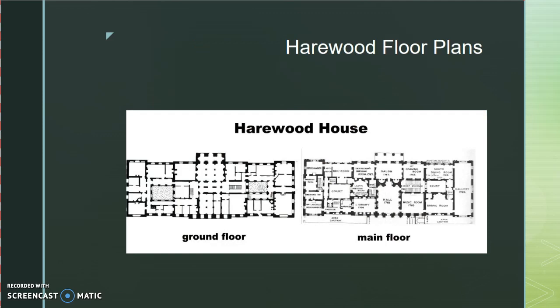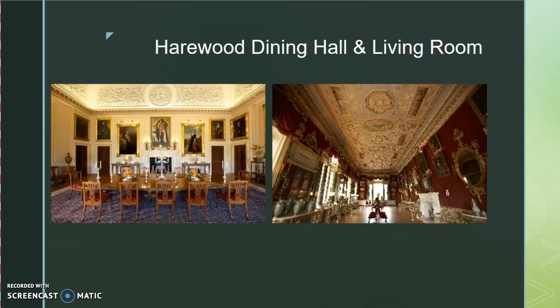Just as important as the exterior experiences are to the picturesque, equally are the interior experiences. As shown here in the floor plans, the levels are set up asymmetrically, and the rooms are arranged in different sizes and shapes. This allows for different experiences throughout the house.